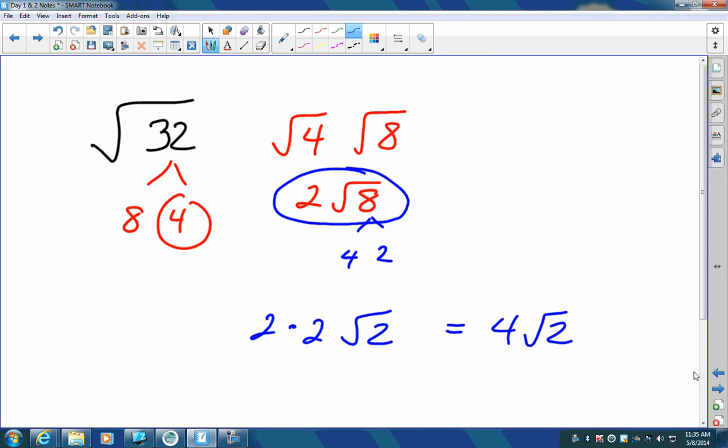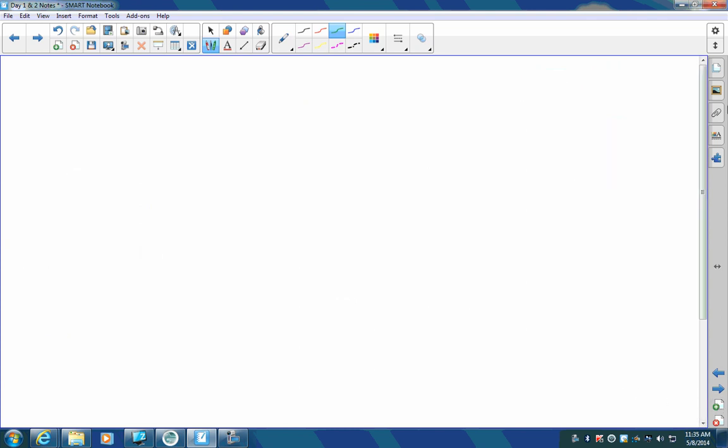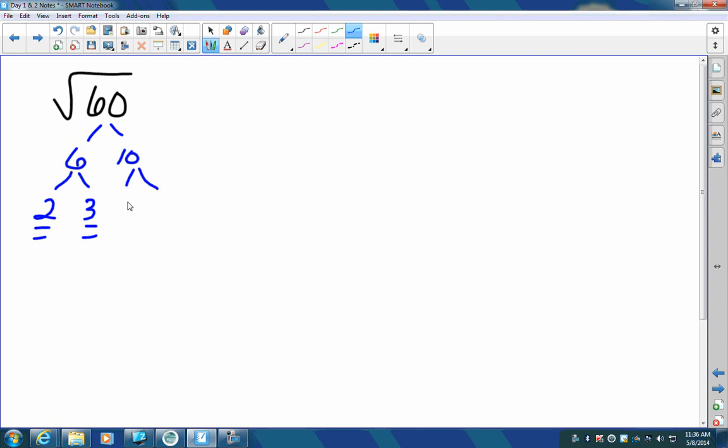So now, over here, 60. All right, now 60, I could do this. Let's try 6 and 10. If I split it up as 6 and 10, those aren't perfect squares, and it's not lowest terms. So now 6, I've got 2 times 3, that's as low as they go. What about 10? Exactly, that's as low as they go.